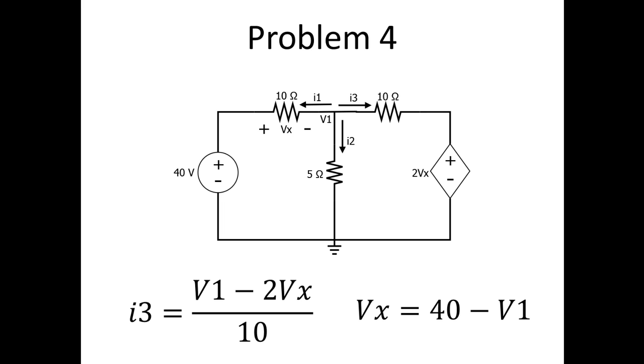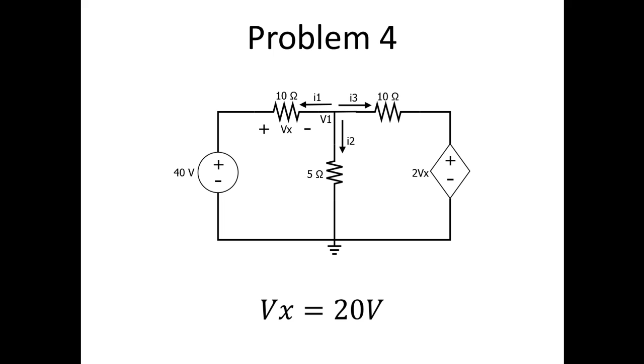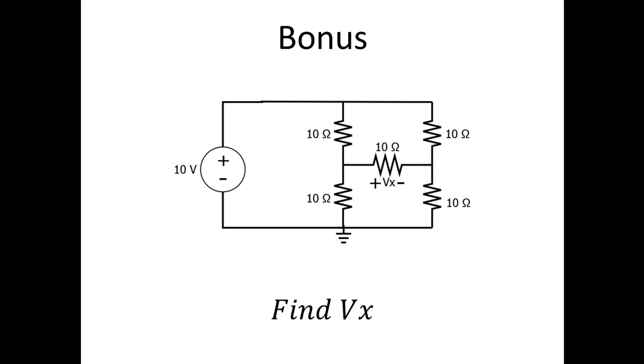And right now we have one equation and two unknowns, so we need another equation that can relate V1 and Vx. And using techniques from previous videos, we can say that Vx, the voltage across the 10 ohm resistor, is 40 minus V1. We should now be able to substitute these back in, and after a little algebra you will see that Vx is equal to 20 volts.